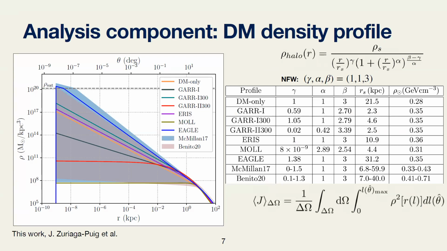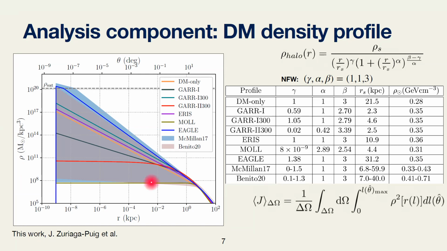One of the first components of this analysis is, of course, the dark matter density profile. In this work, we are using several density models coming from both simulations and observations. These solid lines here are coming from simulations of Milky Way-like halos. Dark matter only is for N-body simulations, and the rest of them are hydrodynamical simulations. Then McMillan 17 and Benito 20 are models coming from observations, mostly rotation curves, for example in the case of Benito 20. And then these are the profiles that we are using.